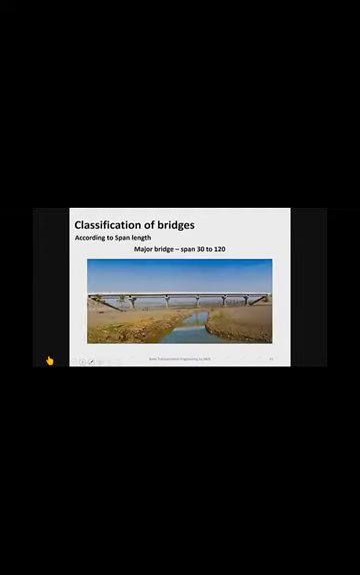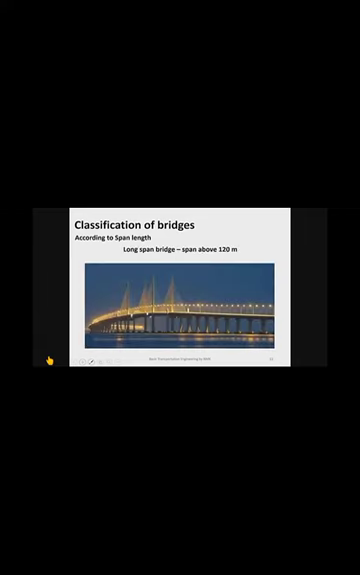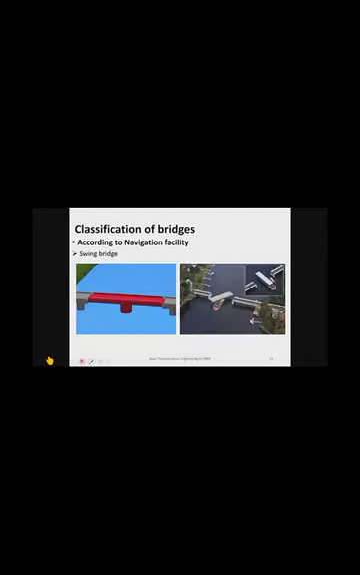6 to 30 meters it is a minor bridge, 30 to 120, up to 150, it is a major bridge, above 150 it is a long span bridge. Here it is written 120, but it is 150.